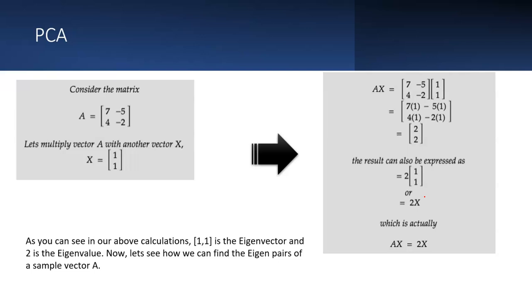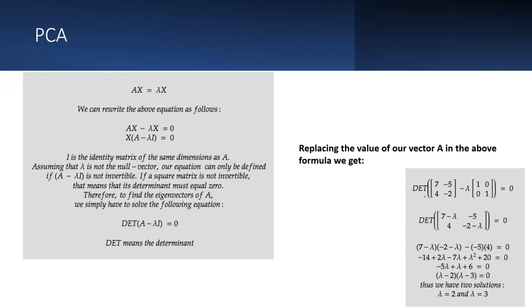Now let's see how we can find the eigenpairs of the sample matrix A. Here is some more calculation, replacing the value of our matrix A in the above formula. We can also use some simulators for that to make your work easy. But just to understand the concept, the purpose of all this mathematics is just to find the lambda value so that we can reduce the dimensions.